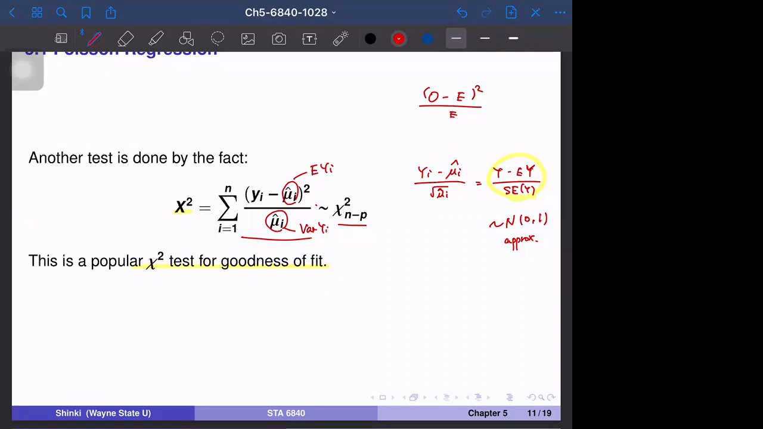And here the degrees of freedom is n minus p, where p is the number of parameters in the model. So we have the sum of n terms, but the degrees of freedom is n minus p. That is because to estimate mu hat, we used p parameters. So we lose p degrees of freedom. To be exact, we have to do some linear transformation to show that this is chi-square with n minus p. But anyway, this is the same as the usual chi-square test for goodness of fit.